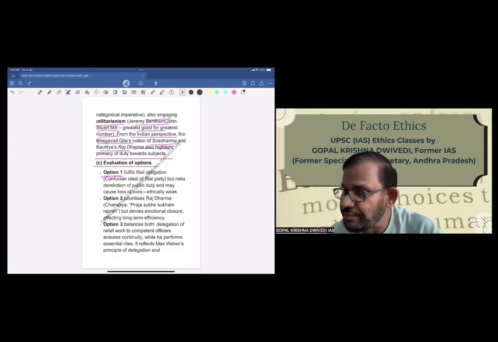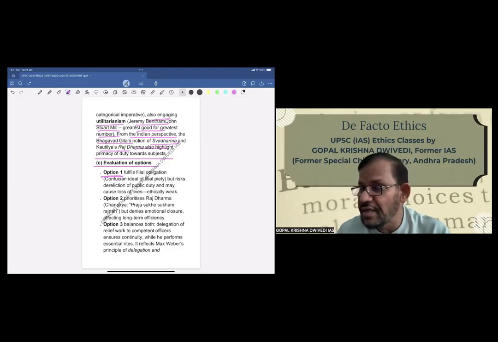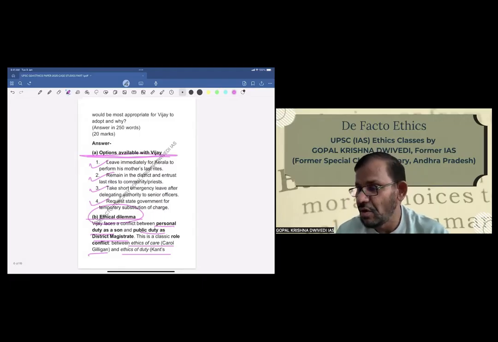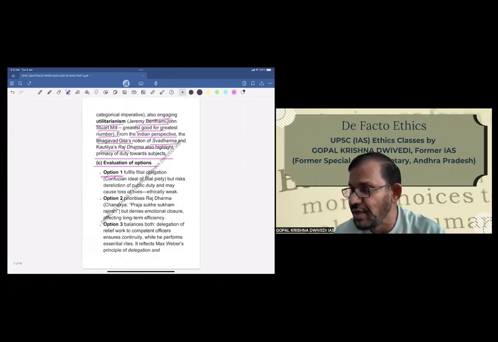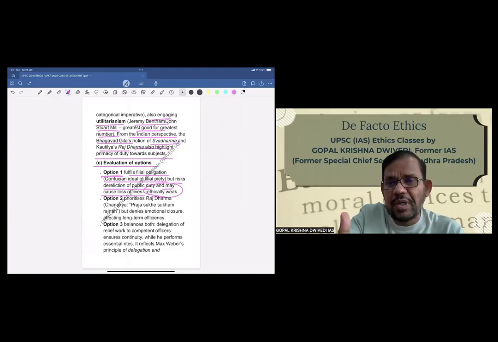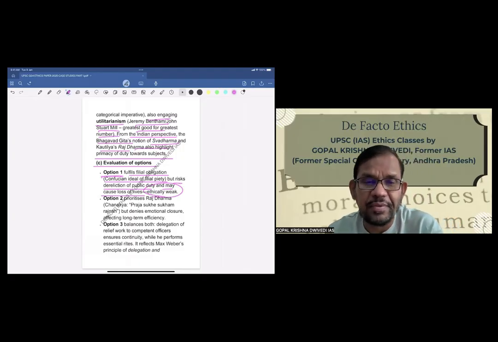Now, option 1. What is option 1? Leave immediately for Kerala and perform mother's rites. Now, what are the positive and negative points? Fulfills filial obligation, that is the Confucian ideal of filial piety, but risks dereliction of public duty and may cause loss of lives, an ethically weak option. So this is the first option. We have to give analysis and pros and cons of each option.